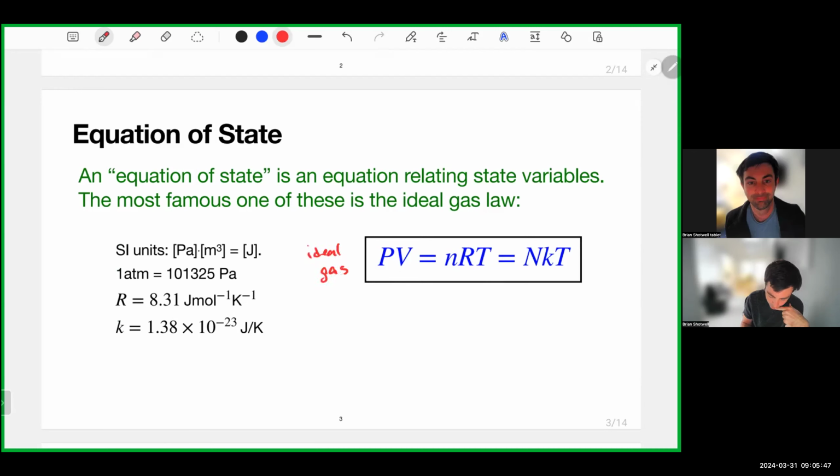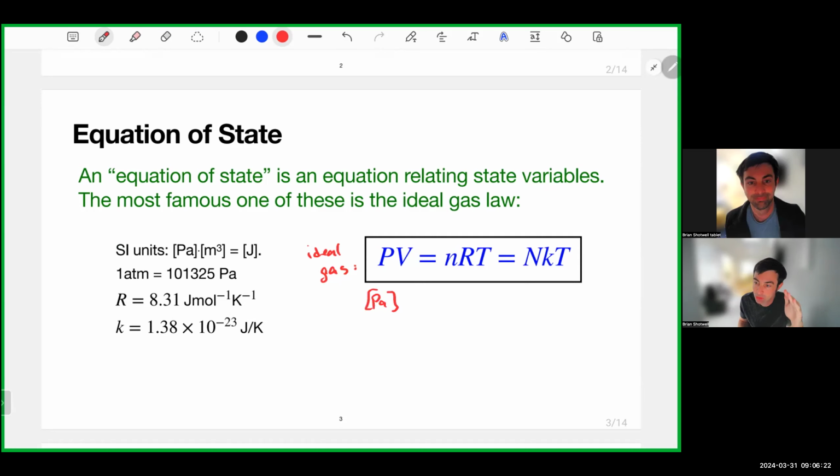So this equation is only for an ideal gas. We can modify and improve it a little bit with something called the van der Waals equation of state, which tries to take into account intermolecular forces to modify the pressure term and the volume of individual atoms for the volume term. But this is a good starting point. You're probably familiar with this equation. For SI units, you want pascals for the pressure, and atmospheric pressure is about 10 to the 5 pascals. 101,325 pascals equals 1 atmosphere.